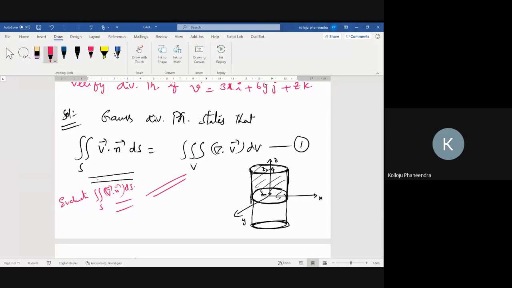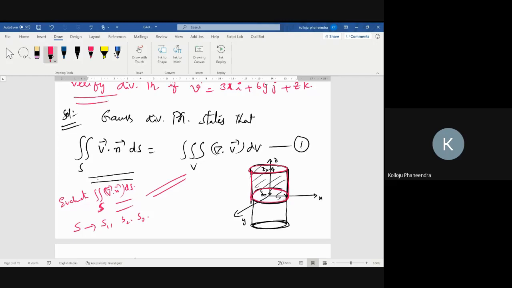Convert this to a triple integral. Otherwise, if you want to evaluate over surface S, what is the surface S? This one, and this curved one. So how many surfaces does it contain? S1, S2, S3. You have to evaluate the surface integral over 3 subsurfaces. Anyway, its verification is there.